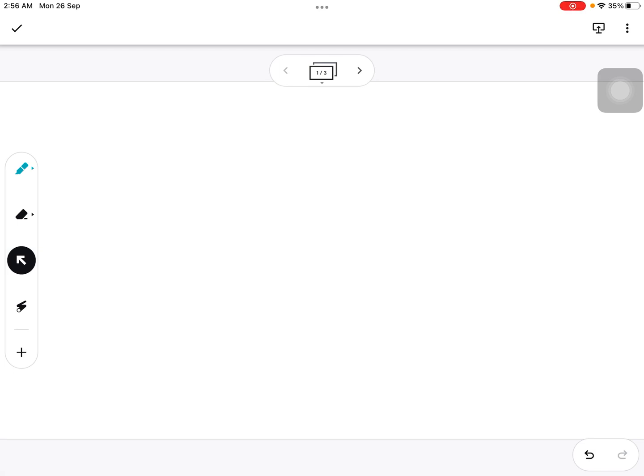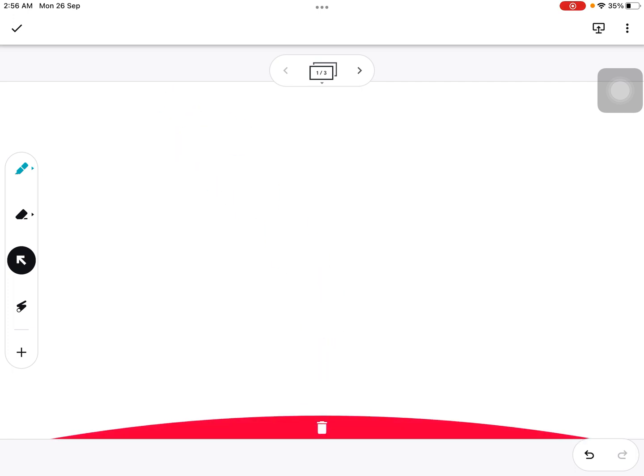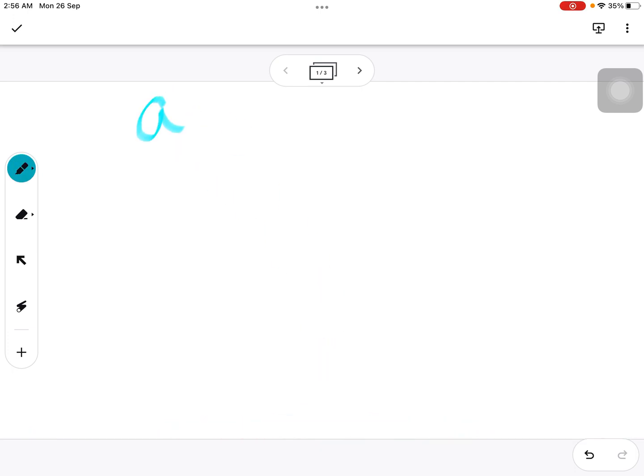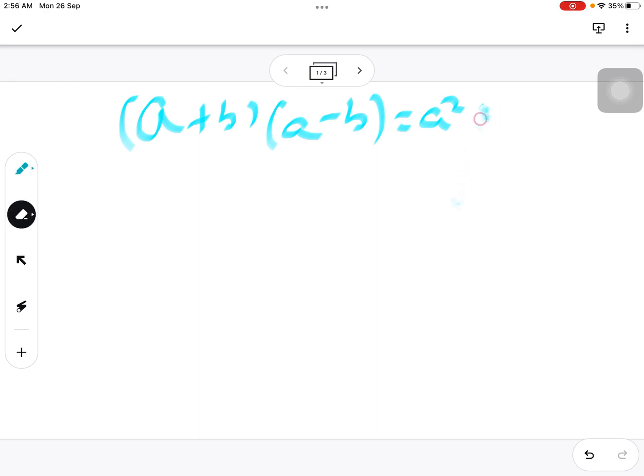Let's look at the next set of problems. This is for this kind of problems using this formula: a plus b into a minus b is equal to a square minus b square. Okay, we'll use this one.